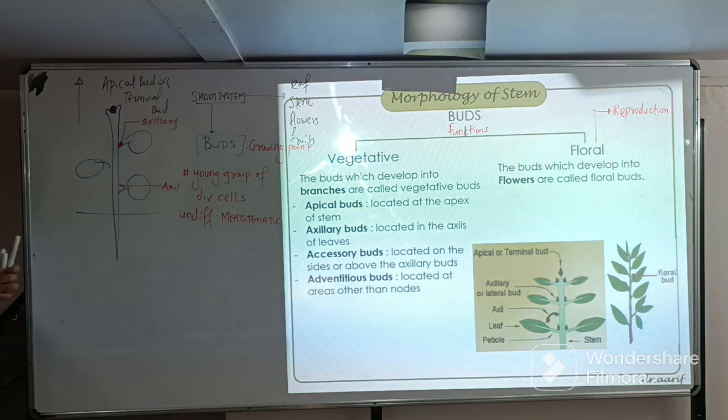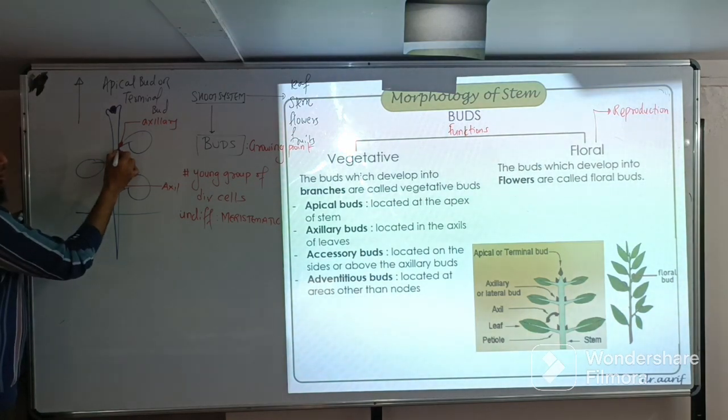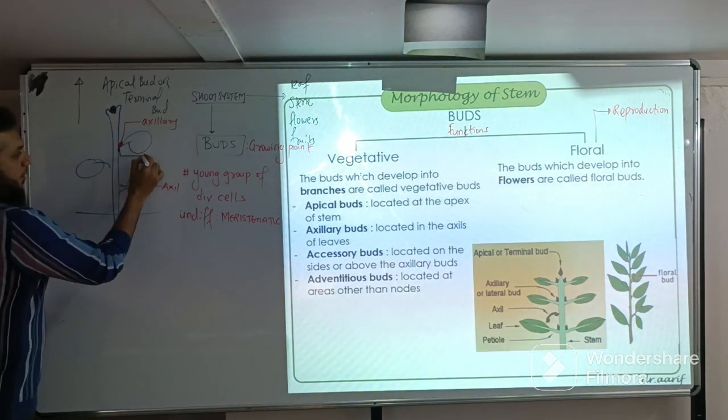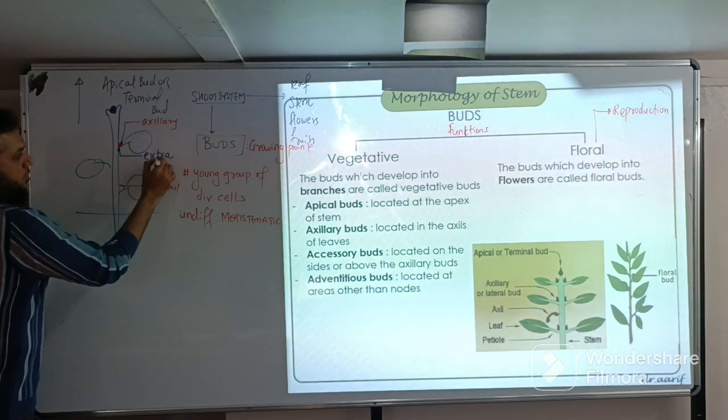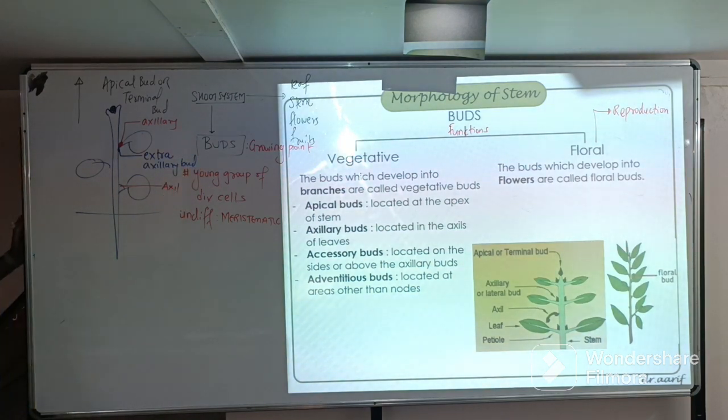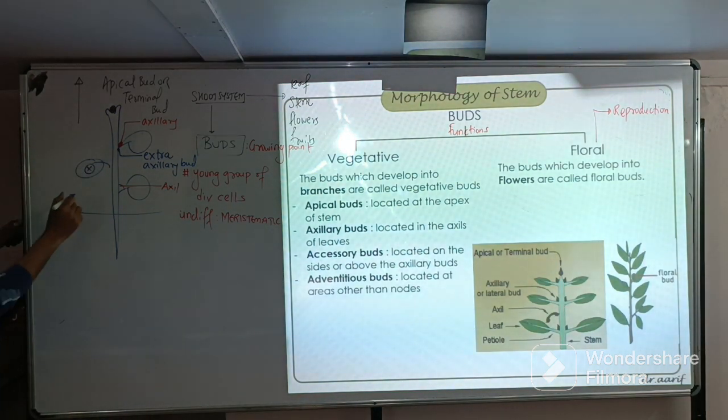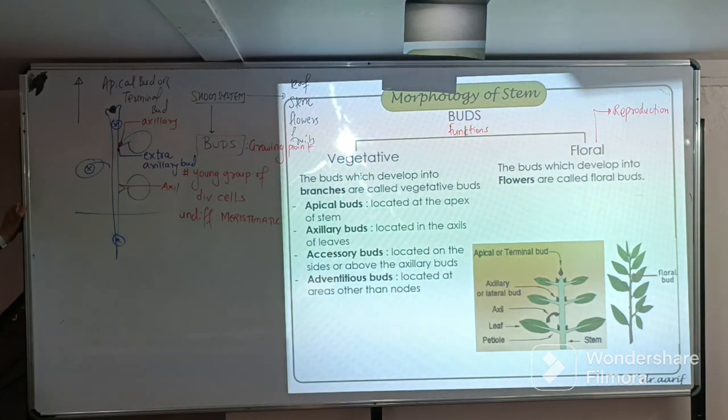If the bud is near the axil, okay, maybe it is at the node, then it is called as an accessory bud, or an extra axillary bud. Okay, got it? Other than that, if the bud is on the leaf, or on the stem, or on the root, it is called as an adventitious position. Adventitious. You remember the meaning of the word adventitious? Other than standard is called as adventitious.